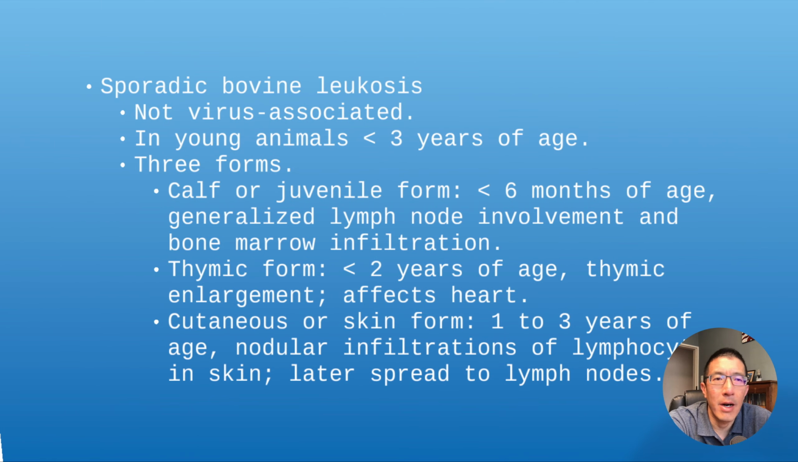So bovine leukemia virus infection needs to be differentiated from sporadic bovine leukosis, which is a condition that occurs in young calves and is non-contagious. There are three forms of sporadic bovine leukosis, namely a juvenile, thymic, and skin form.